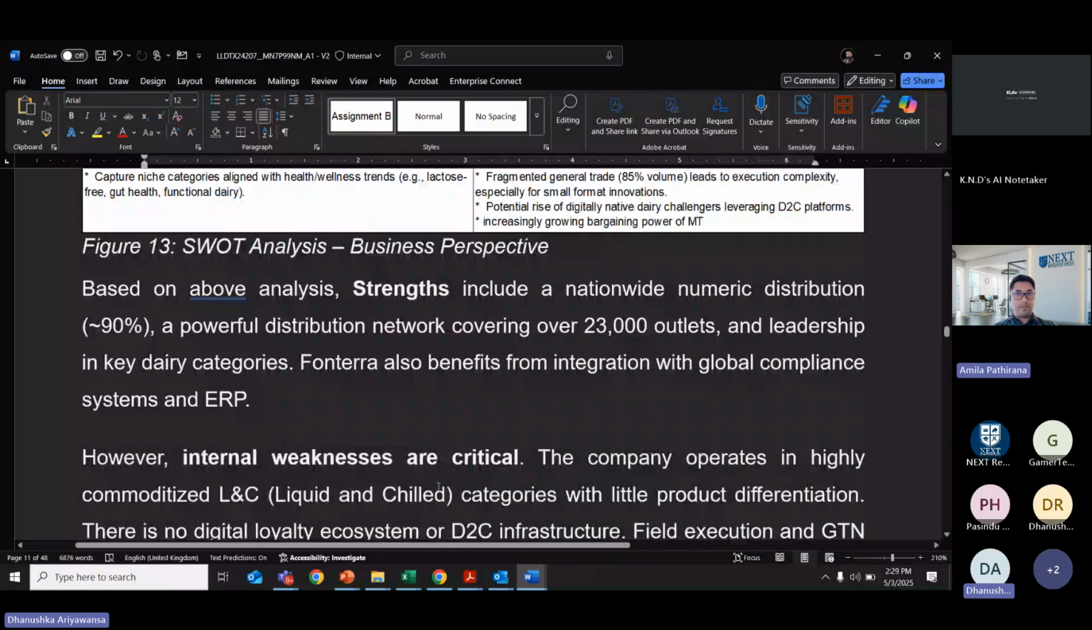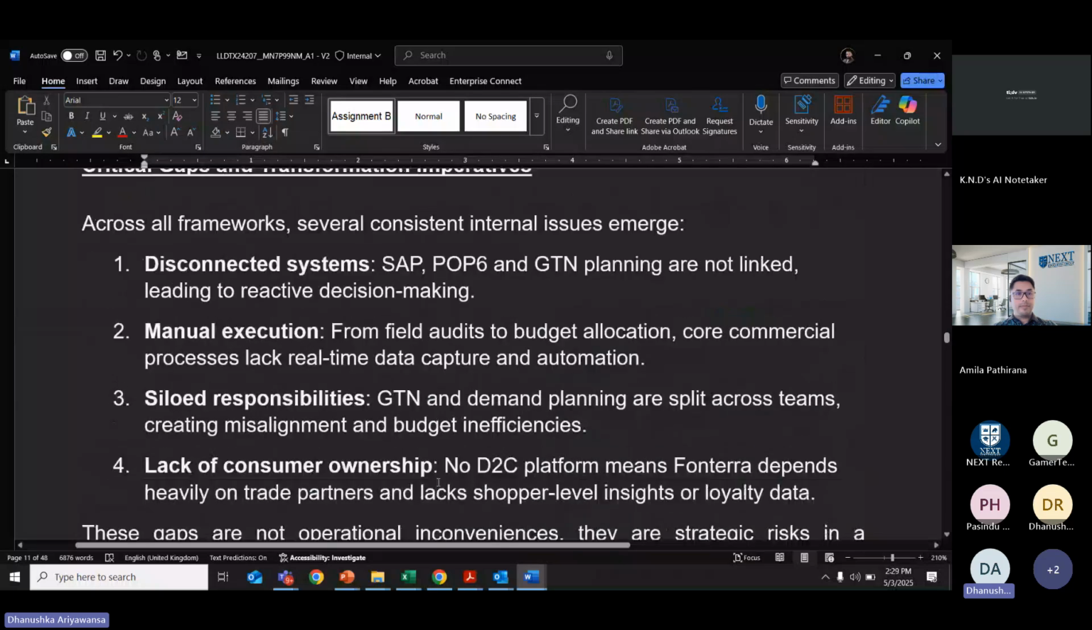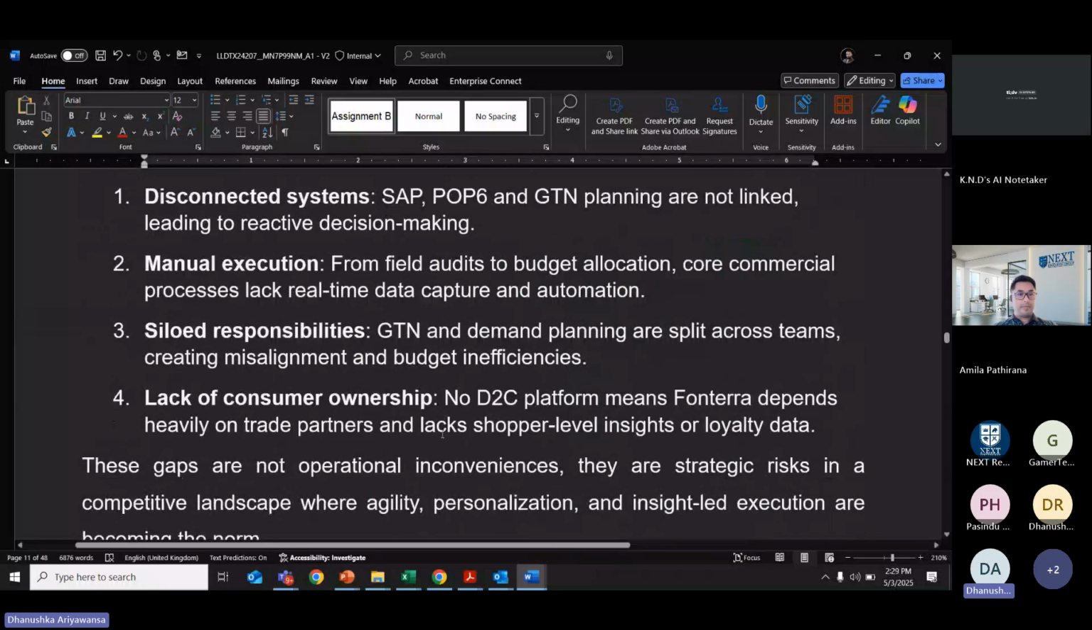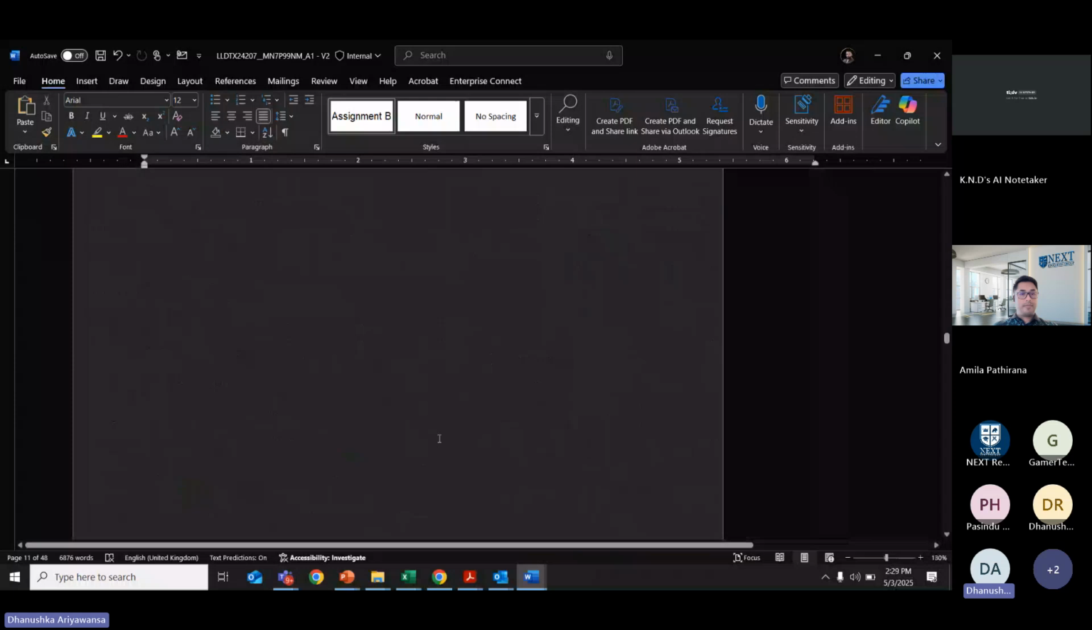Let's move on. Thanks on this. Then critical gap. So summary of the whole thing. Okay. Just so, four points.